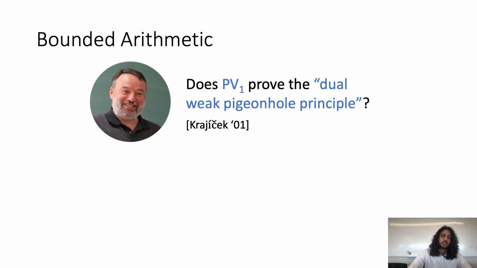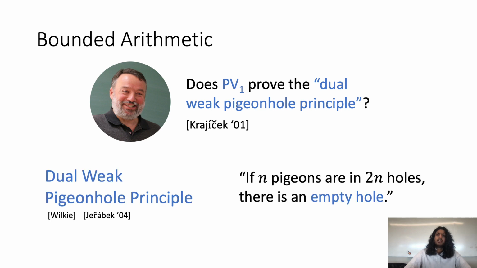So what is the dual weak pigeonhole principle? The dual weak pigeonhole principle is a very simple statement. It says that if there are n pigeons and 2n holes, then there must be an empty hole. So this is like a dual version of the pigeonhole principle, because instead of arguing about a hole with 2 pigeons in it, you're arguing about an empty hole, and it's weak because there's this n versus 2n. There's a constant factor difference there.